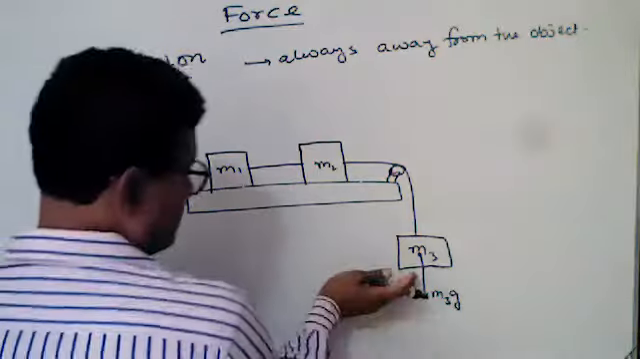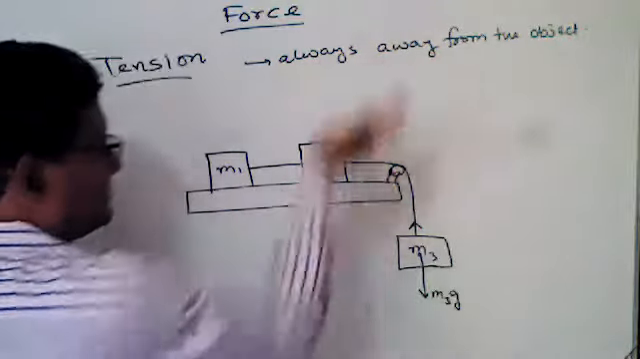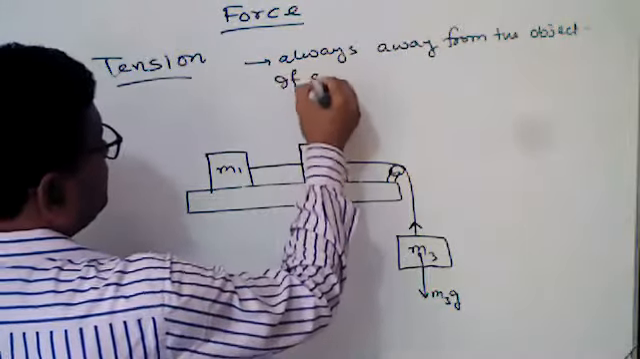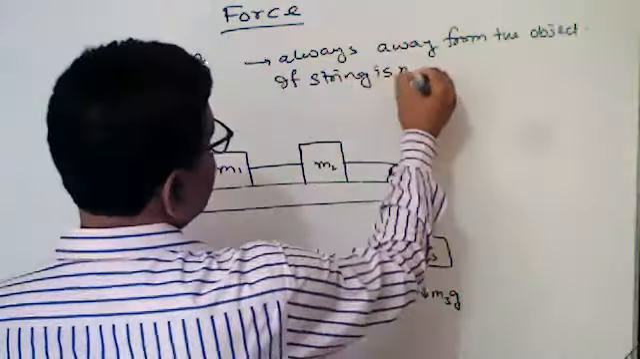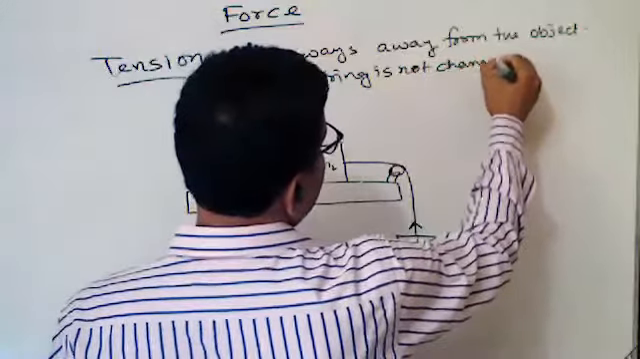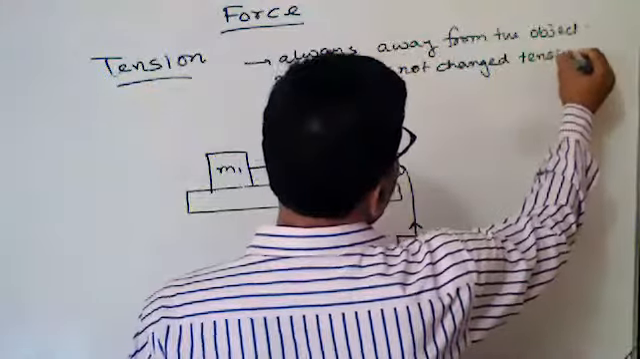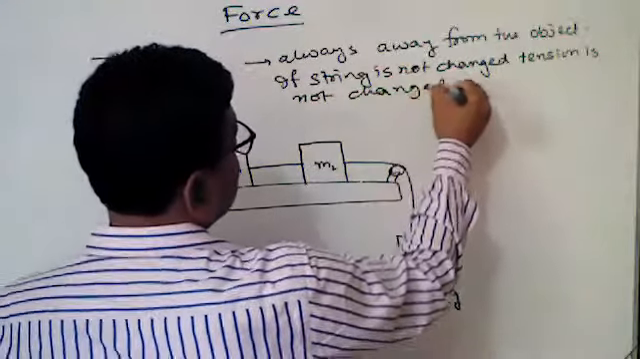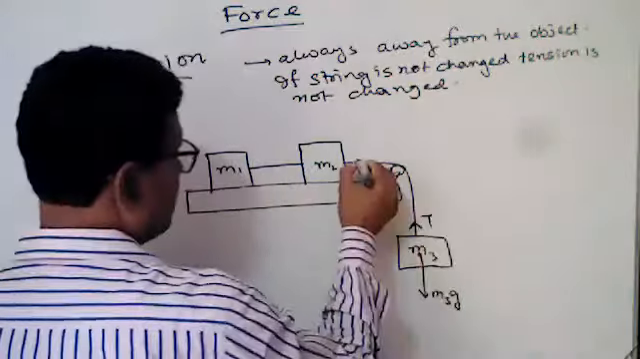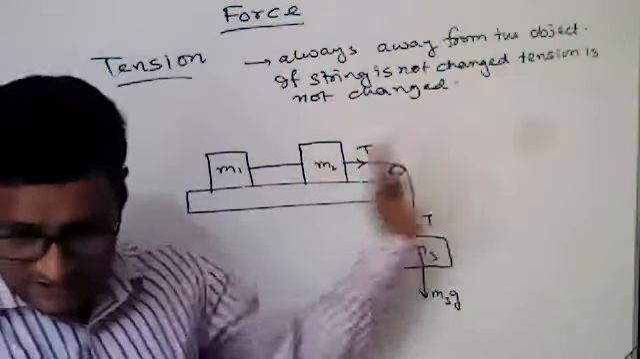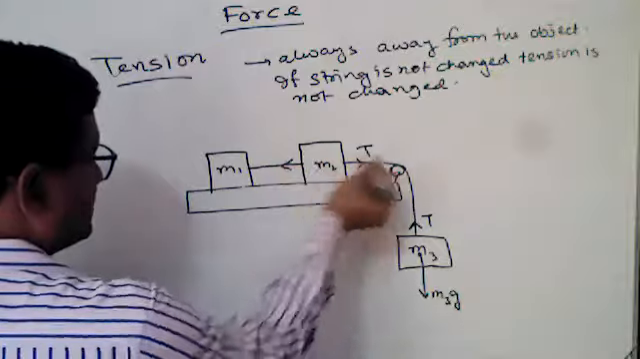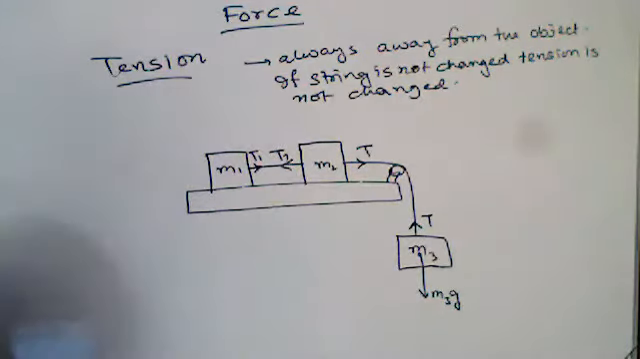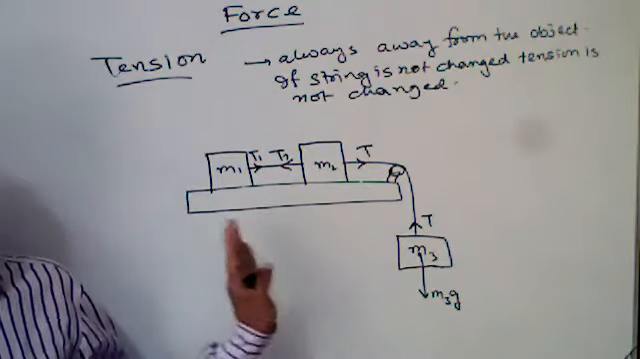How is it possible? This tension is away from this object. And if the string is not changed, tension is not changed. So here tension is T, here also tension is T, away from the object. And here the string is changed, that is the T1 away from the object, for this away from the object. Okay, tension force. Any question about this?